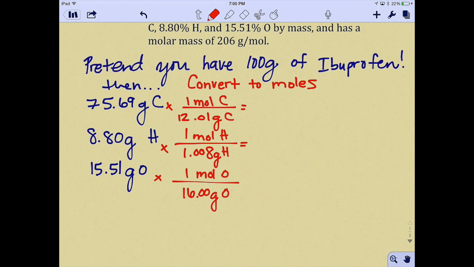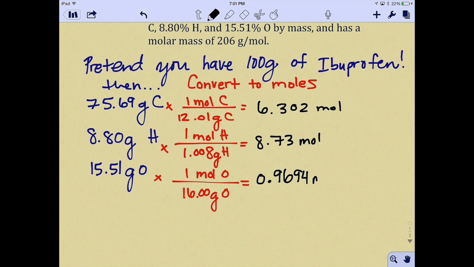Now I'm going to grab my calculator and figure out how many moles are in each of these gram amounts. For carbon, 75.69 divided by 12.01 is about 6.302 moles of carbon. Next, hydrogen: 8.80 divided by 1.008 is 8.73. I only need 3 sig figs, so 8.73 moles of hydrogen. Now 15.51 divided by 16 is about 0.9694 moles of oxygen.